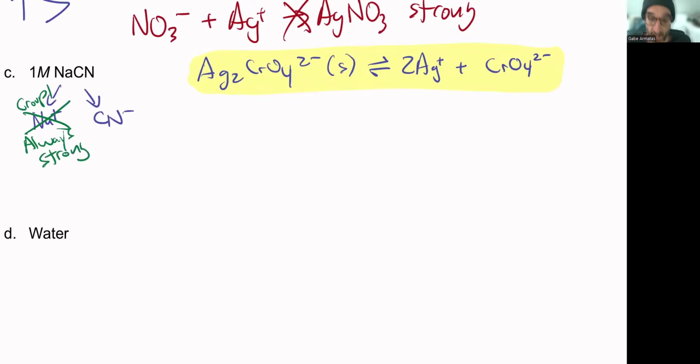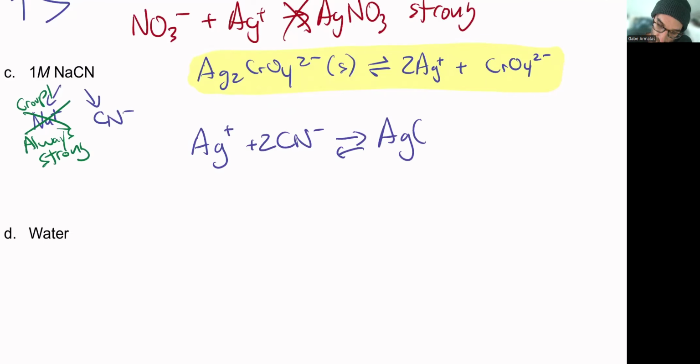The cyanide ion could mix with the silver. So I could combine the cyanide with Ag plus. Would anything happen? Well, yeah, it turns out two of those cyanides could come together to form an Ag(CN)2 minus complex, still aqueous, but it's forming this complex. So what we ultimately have is the complex formation.